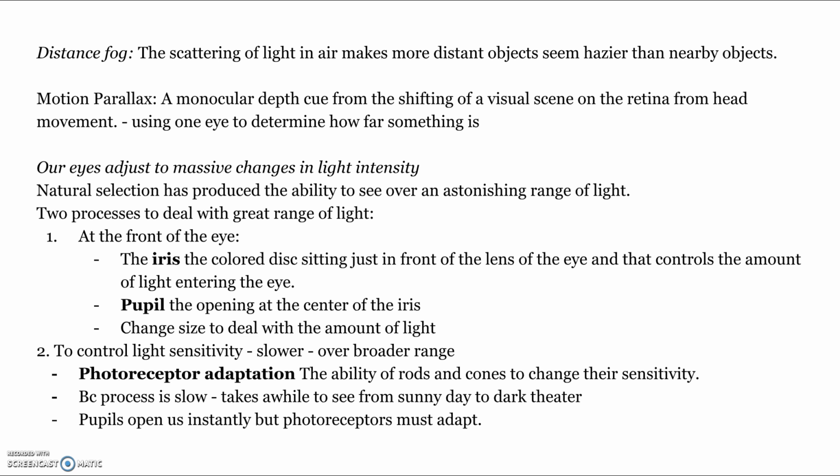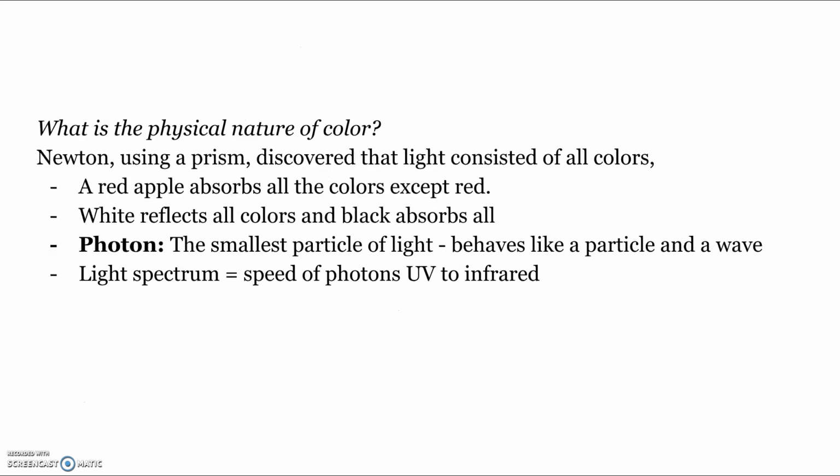To control light sensitivity, there is a slower process over a broader range, which is photoreceptor adaptation, the ability of rods and cones to change their sensitivity. Because the process is slow, it takes a while to adjust from a sunny day to a dark theater. Pupils open up instantly, but photoreceptors must adapt.